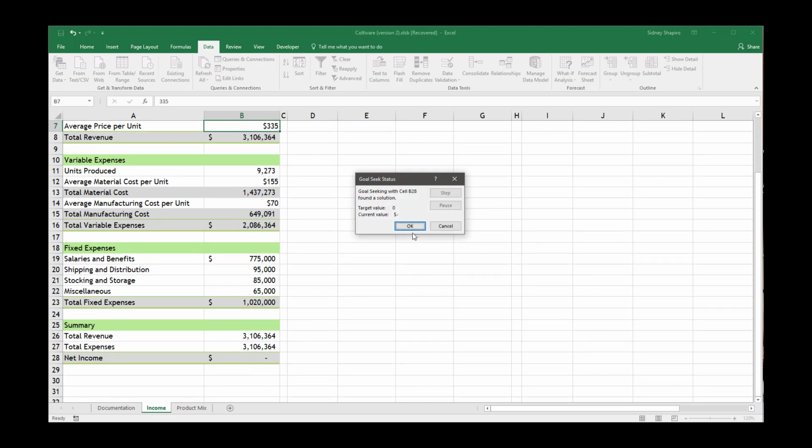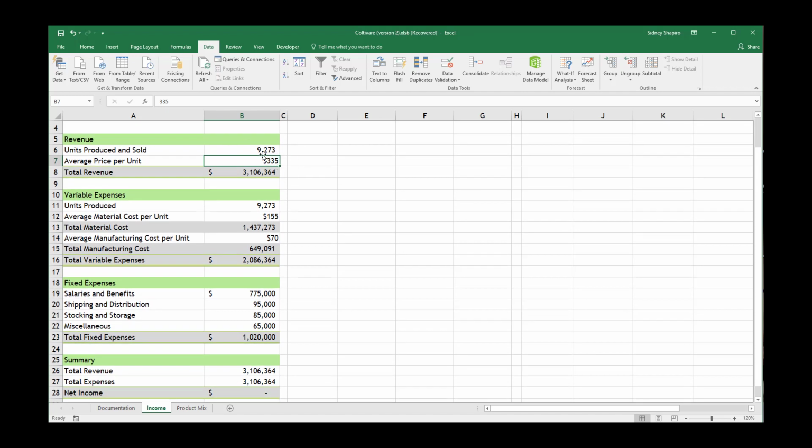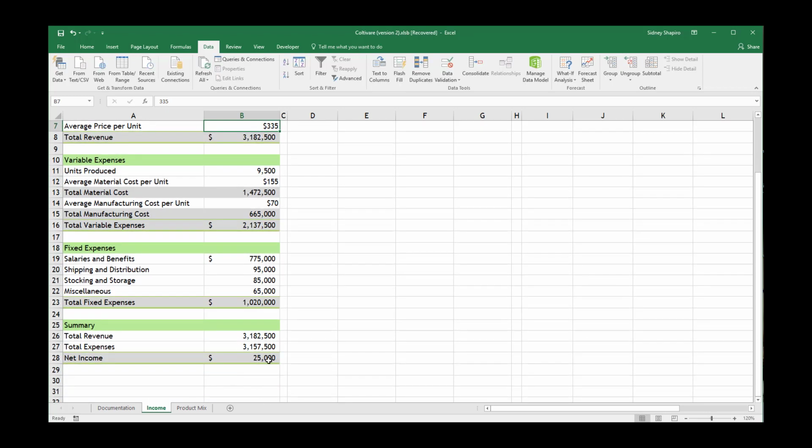It's going to run through all the different combinations, and it's going to tell us to get to 0 in our total net income, we have to sell exactly 9,273 lawnmowers, I think we're selling. So the idea is that this is our break-even point. If we sell any less than this, we're going to lose money. If we sell any more than this, we'll make money. So let's see, if we sell 9,500, then we actually make 25,000.